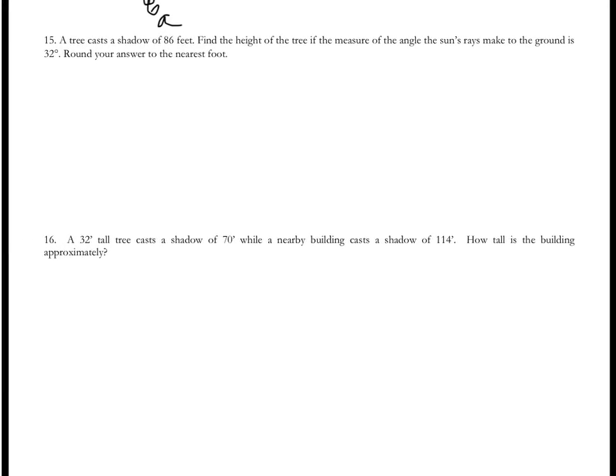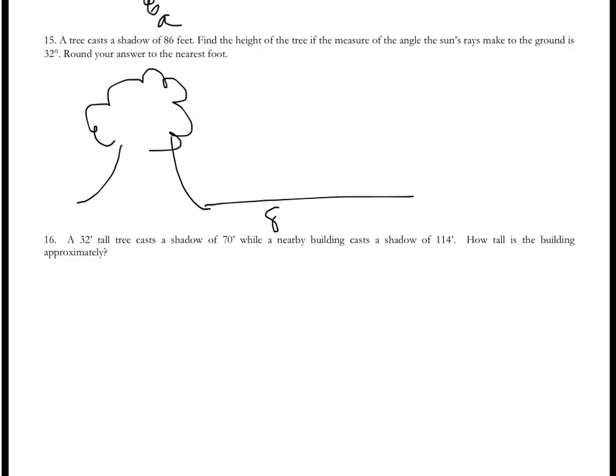Okay, question 15. A tree casts a shadow of 86 feet. Okay, that's going to be awkward. Here comes a tree. Boom. Tree. Casts a shadow of 86 feet. There's its shadow. Find the height of the tree if the measure of the angle the sun's ray makes to the ground is 32 degrees.